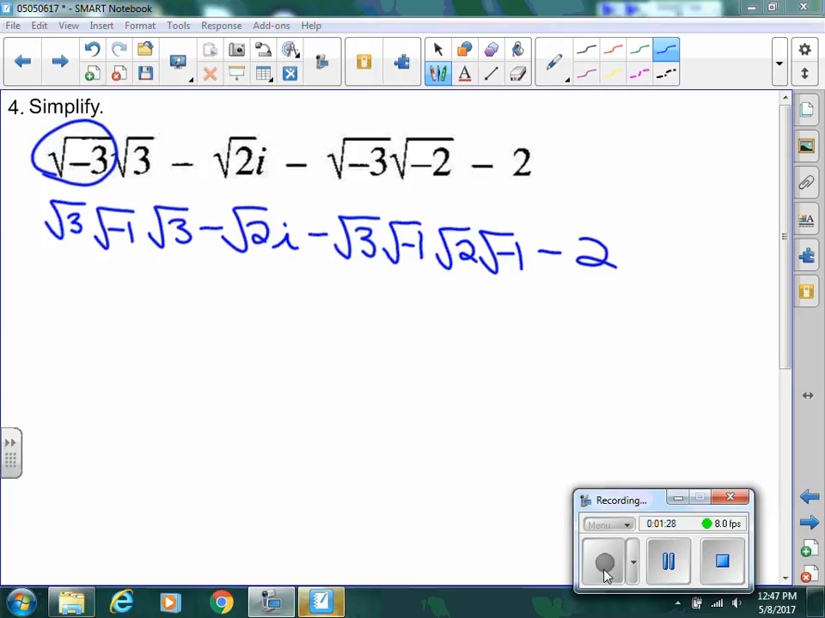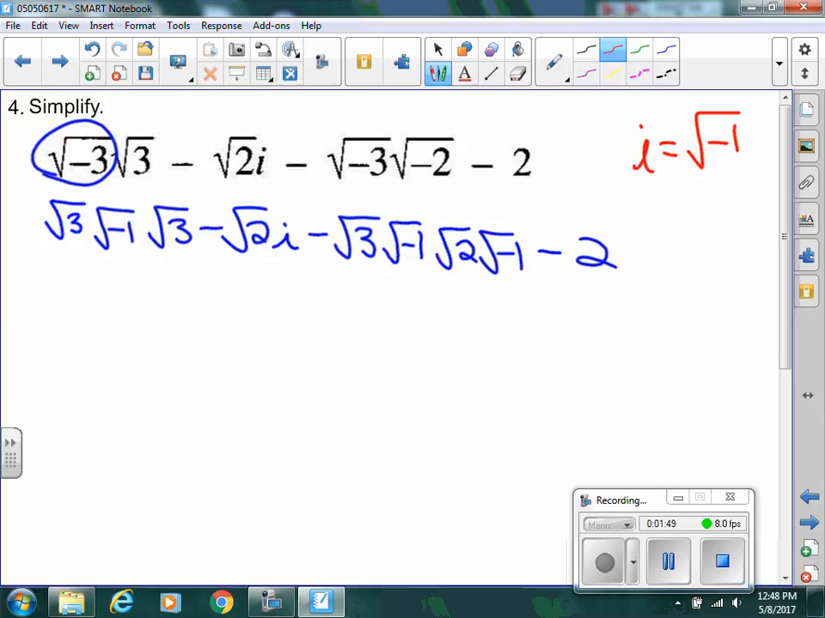Negative, the square root of 3 times the square root of negative 1 is the same thing. When I multiply them, I get back to that. So I just changed the way it looked. That's all I did. Because I have this notation, and the notation goes like this: i is equal to the square root of negative 1. So wherever I see the square root of negative 1, I can just put an i in there. So I'm going to do that.